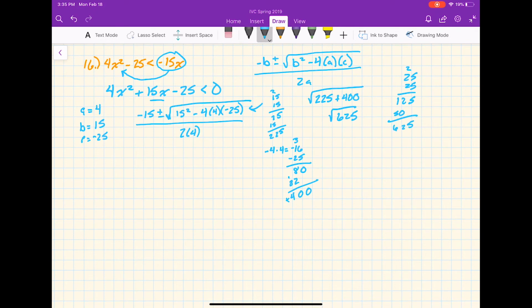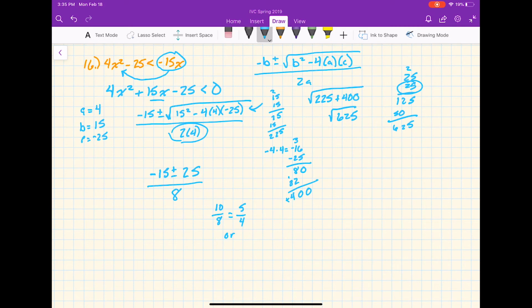Add these together. Yep, sure enough, 625. So 25 is our answer here. So that means we have negative 15 plus or minus 25 over 8, which, yeah, that's 2 times 4. That's where we get the 8 from. So really what we end up getting here is negative 15 plus 25 gives us 10 over 8, right? 10 over 8, which equals 5/4, because that can be reduced.